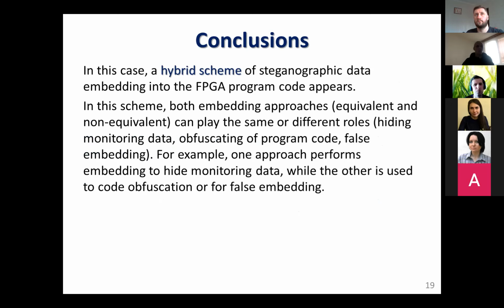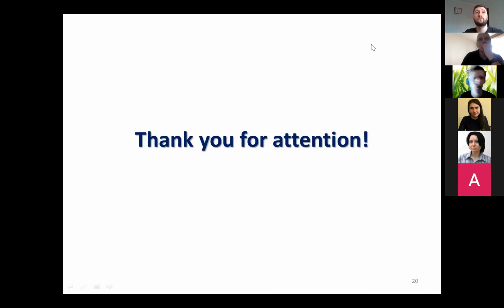In this scheme, both embedding approaches, equivalent and non-equivalent, can play the same or different roles: hiding monitoring data, obfuscating program code, and false embedding. For example, one approach performs embedding to hide monitoring data, while the other is used for code obfuscation or for false embedding.